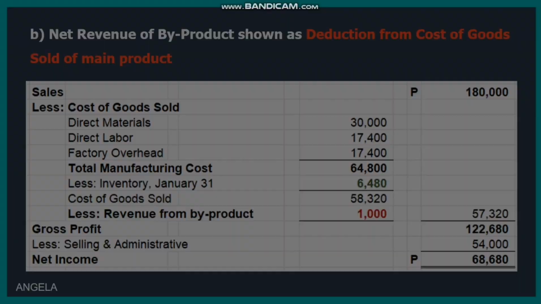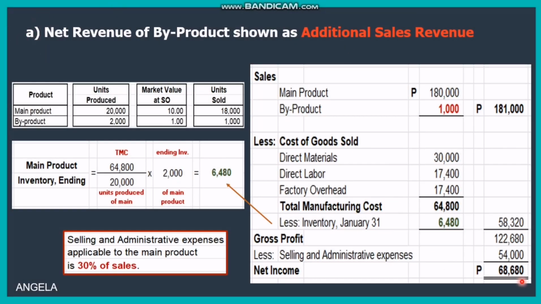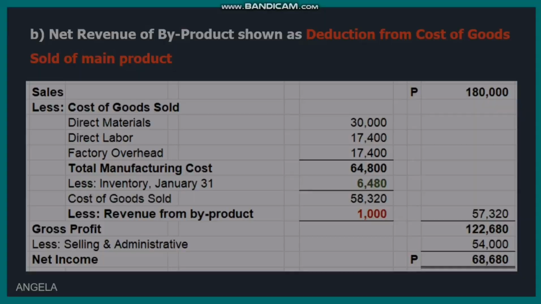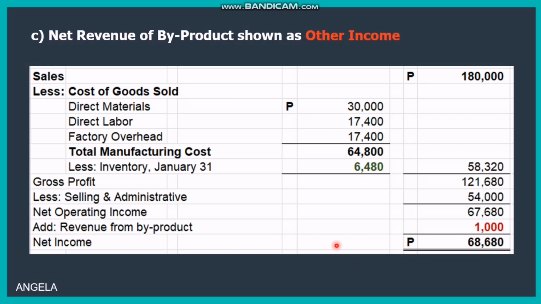Parehas lang po kanina sa letter A, 68,680. Nagkaiba lang sa placement kung nasan yung net revenue of byproduct. Okay, move na tayo sa last method for category 1, net revenue of byproduct shown as other income. So, kung natatandaan nyo pa yung income statement sa discussion, yung net revenue ng byproduct ay magpapakita as additional income ng income statement.